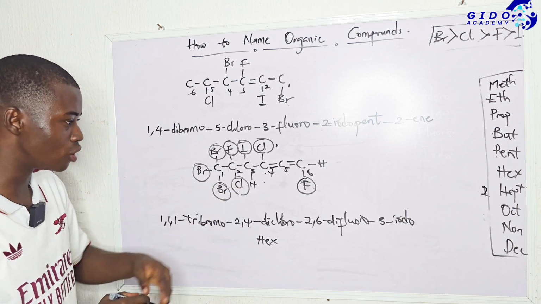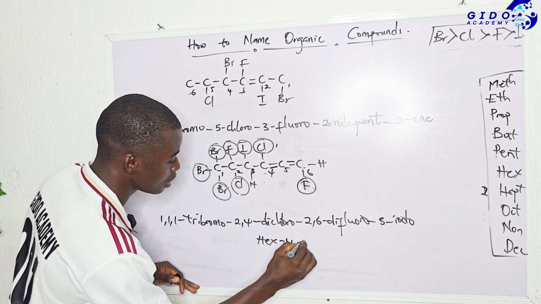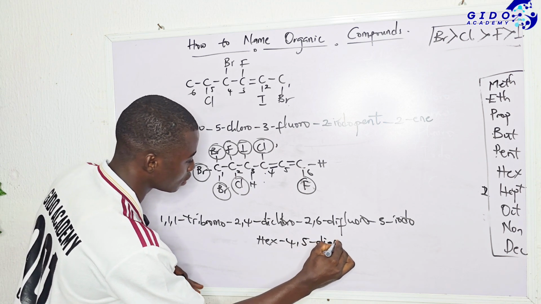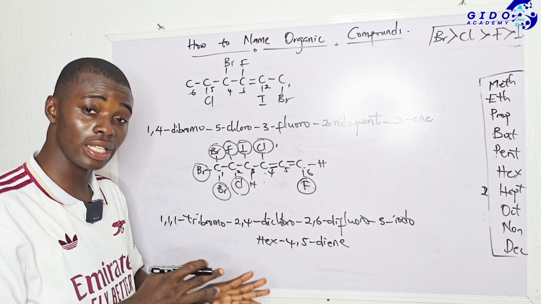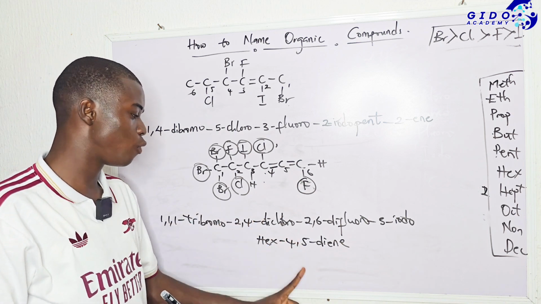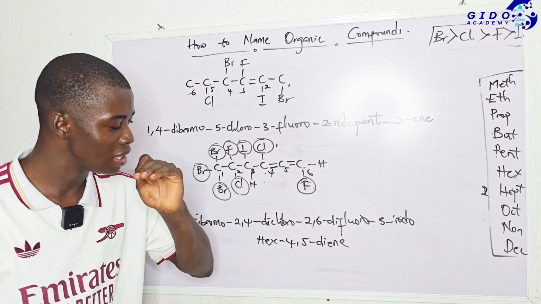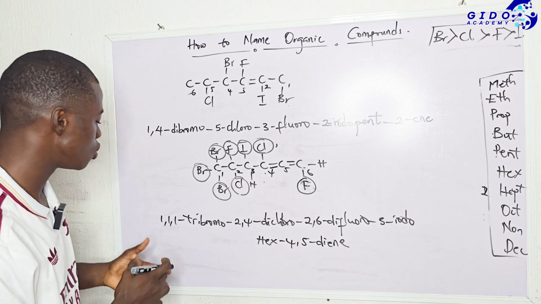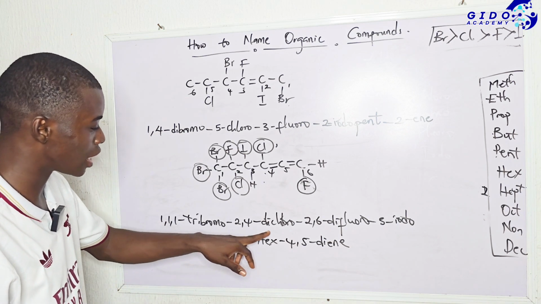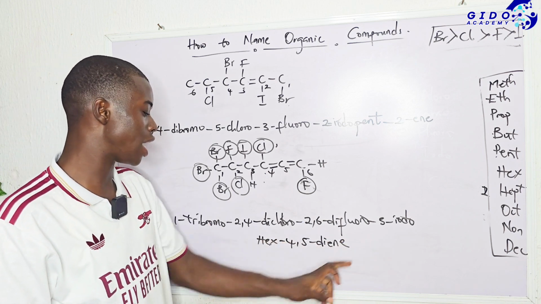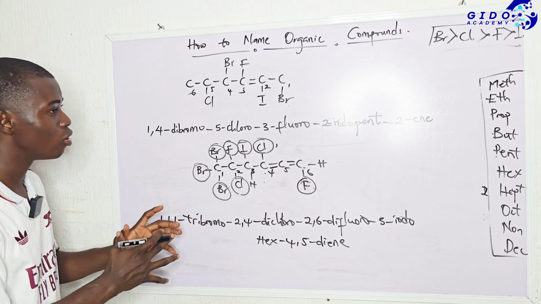What is the position of the double bond? Is it position 4 and position 5? Diene. So as long as there are 2 double bonds, it's diene. Assuming there is 1, it's just ene. Assuming there are 3, it's triene. So that's how you name it. So the name of this structure now becomes 1,1,1-tribromo-2,4-dichloro-2,6-difluoro-3-iodo-hex-4,5-diene. So that's how you name these structures.